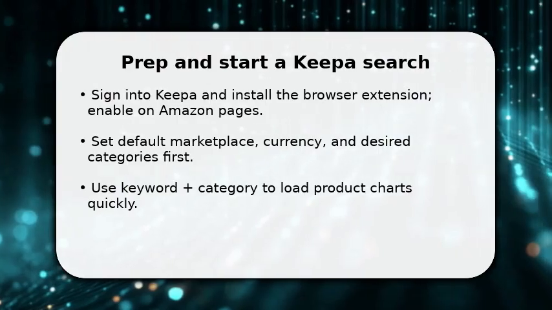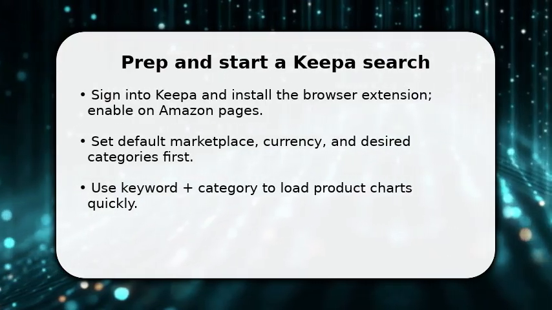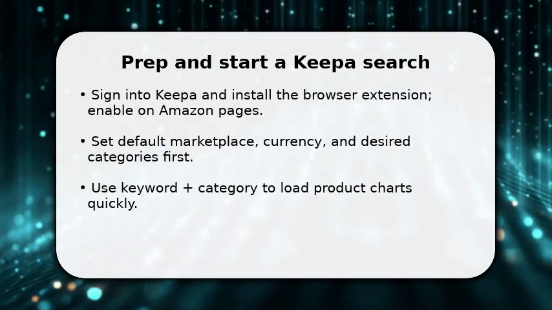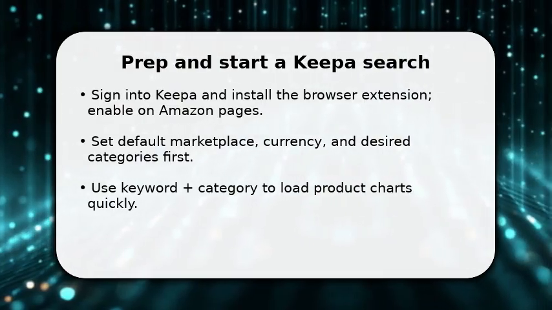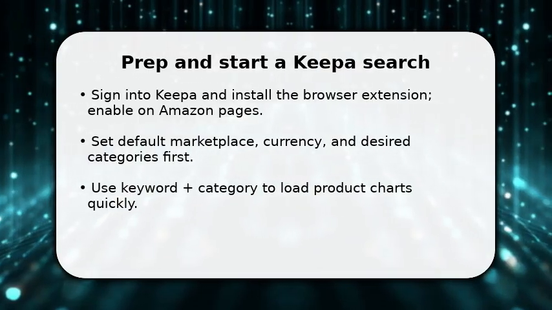Once done, pick a primary category and type a concise keyword or ASIN. That combination narrows results faster than broad searches. Make sure to toggle the charts view and load the product page. This first pass gives you the raw data to filter further.